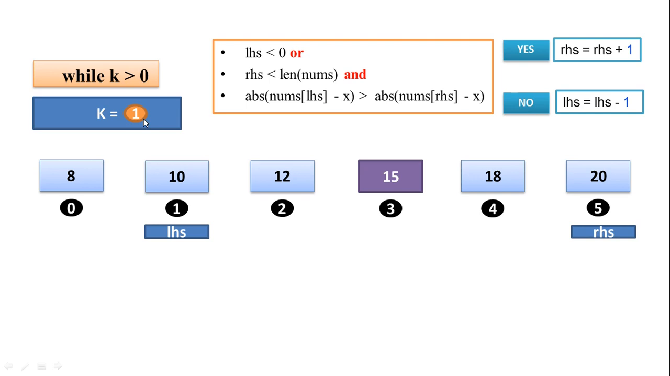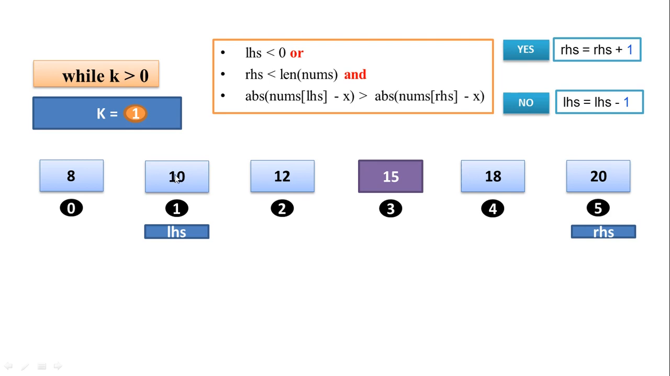We are now into our last iteration and we once again check: is LHS less than 0? No, it isn't. But we then again have to ensure if the next two conditions are false in order to shift LHS. So we check: is RHS less than the length of the array? Yes, it is, because RHS is now pointing to 5 and the length of the array is 6. And let's do the calculation.